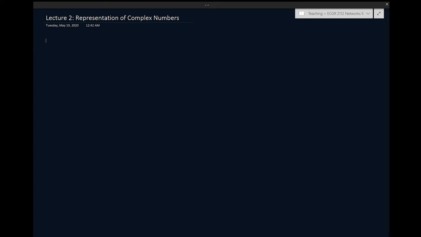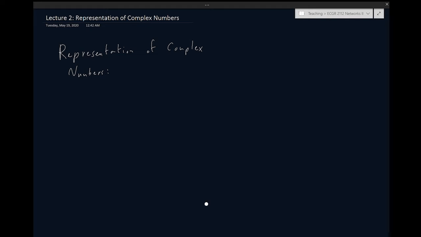Hello everyone. Today we will continue the discussion regarding complex numbers, and we will talk about representation of complex numbers. Up to this point, we know one representation of complex numbers.